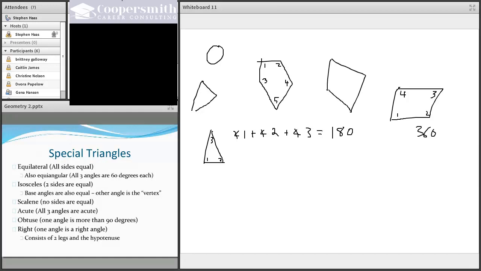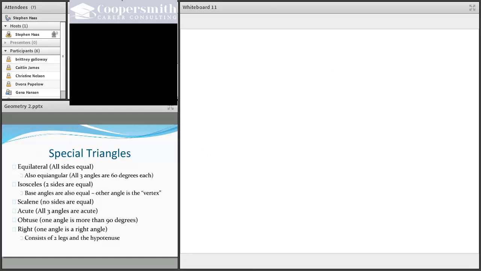Okay. Now, we are not going to focus so much on pentagons and octagons and hexagons and stuff like that. We're really going to focus on triangles and quadrilaterals. And there are many different types of triangles. An equilateral triangle means a triangle that has 3 equal sides.